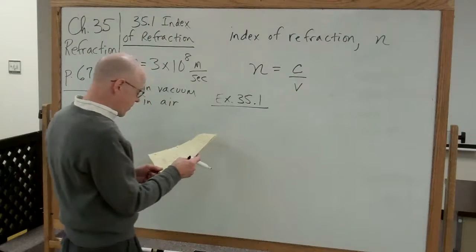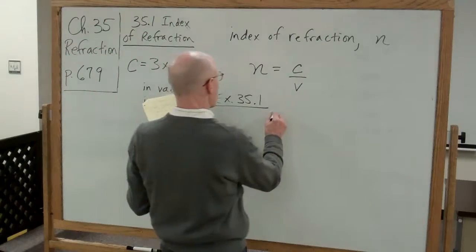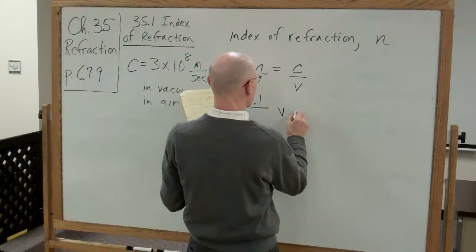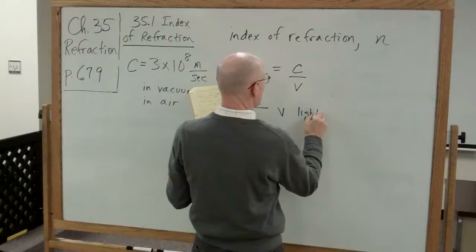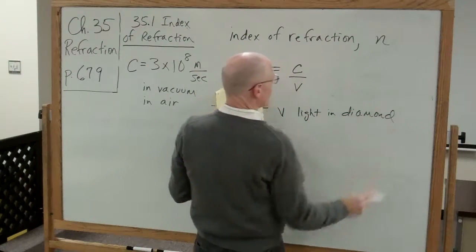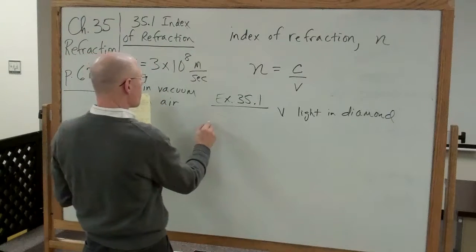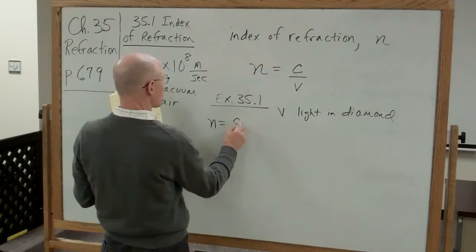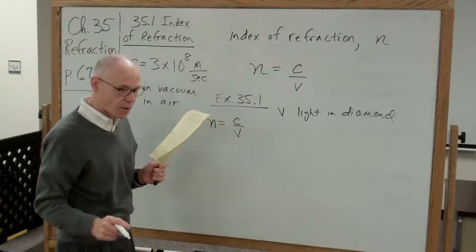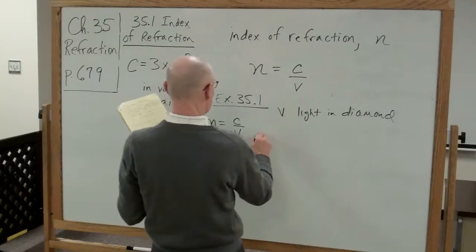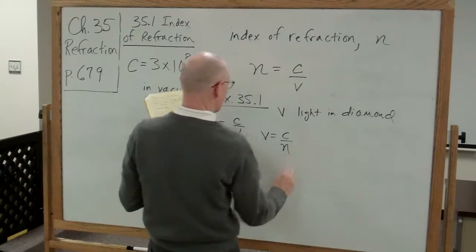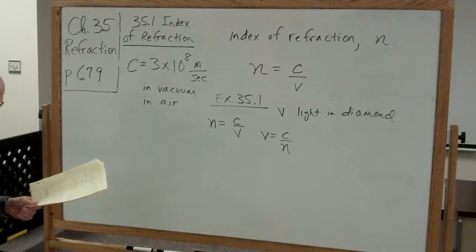So we're trying to find the velocity of light in diamond. So we're going to use this equation. Index of refraction is equal to C over V. We're solving for V, so you have to manipulate the equation. So using algebra, it manipulates into this form.